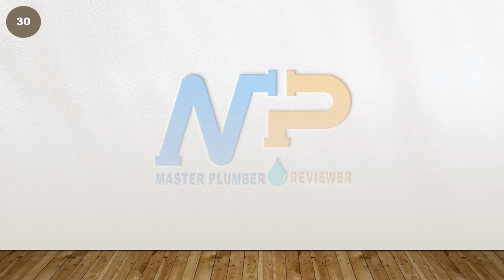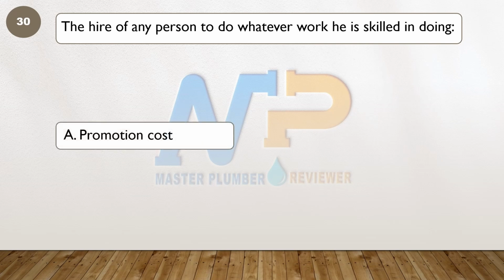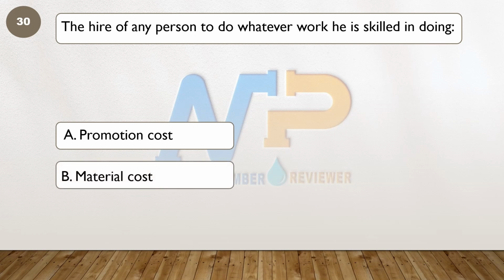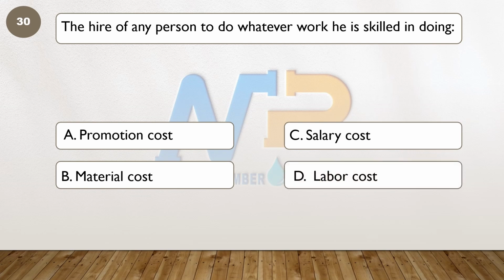Number 30. The hire of any person to do whatever work he is skilled in doing. A. Promotion cost. B. Material cost. C. Salary cost. D. Labor cost. The answer. It's D. Labor cost.